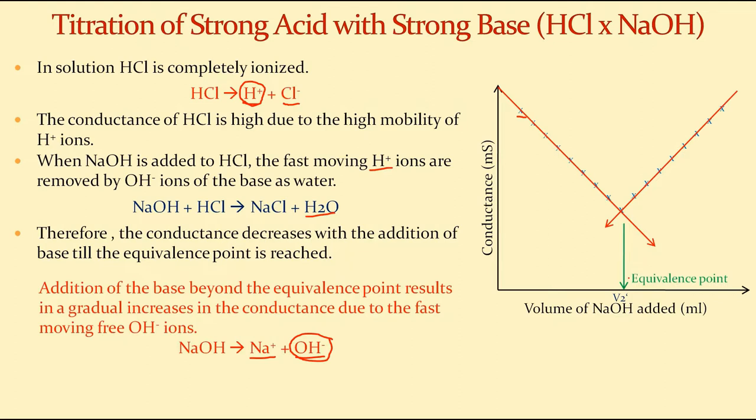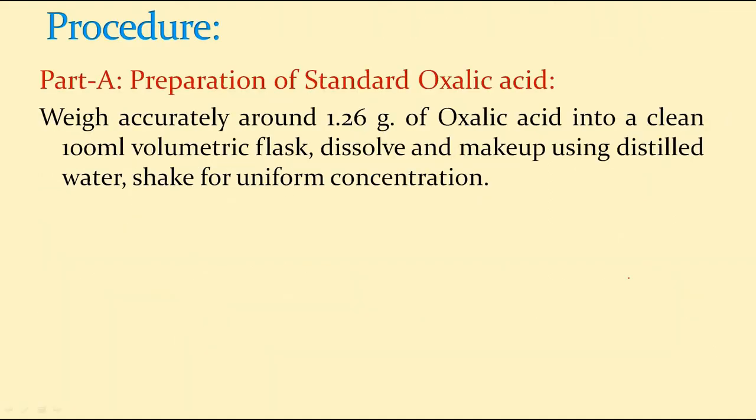Now let us go to the procedure. The procedure is as usual, we do it in three steps. First step, we prepare a standard solution to standardize the link solution. Our link solution is sodium hydroxide, which is a base. To determine the concentration of sodium hydroxide, we use a standard acid. So in our experiment, we are preparing a standard oxalic acid solution.